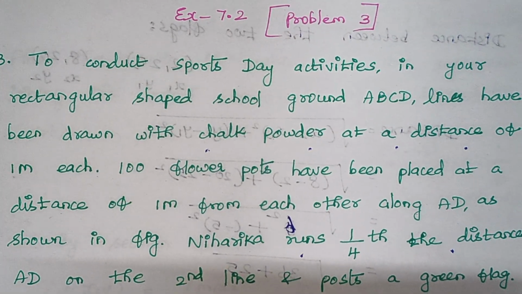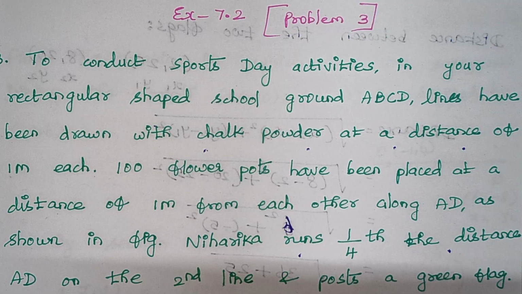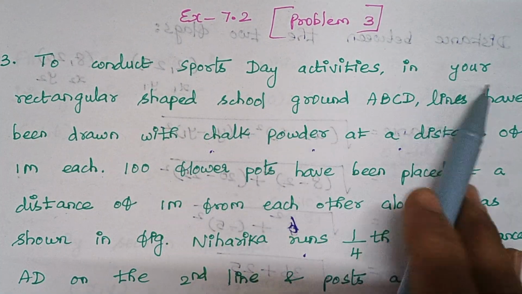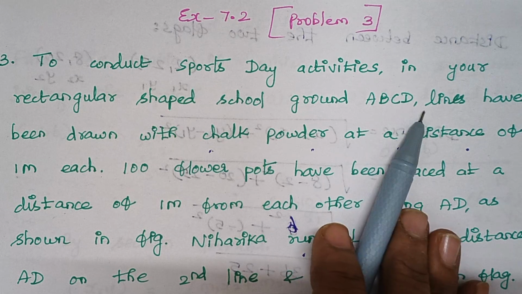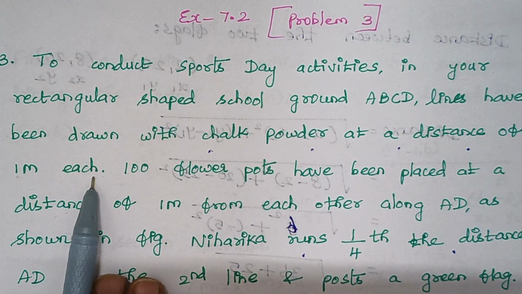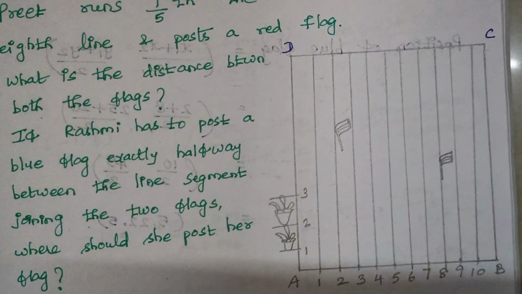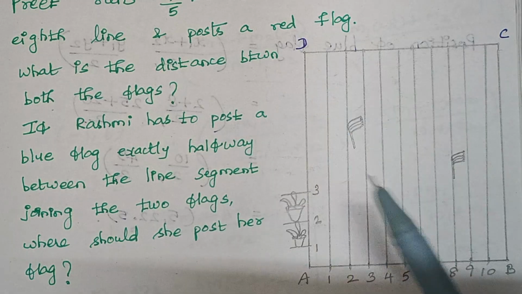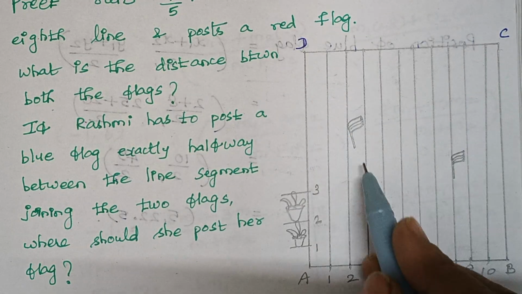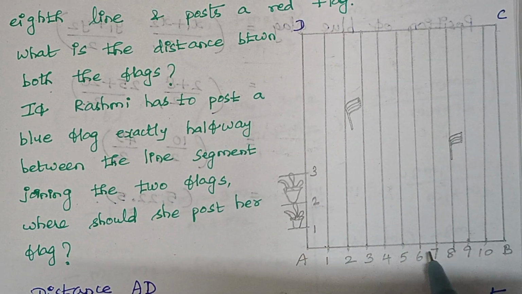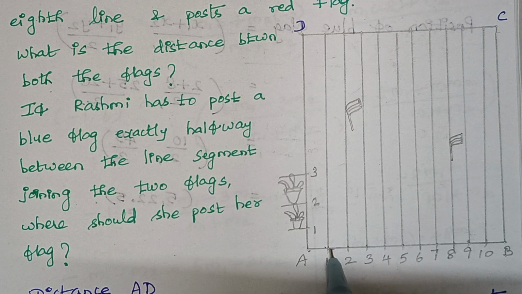Problem 3 seems to be quite big, but once you understand the concept, it is very simple. To conduct sports day activities in your rectangular school ground ABCD, lines have been drawn with chalk powder at a distance of 1 meter each. So this is my rectangular ground ABCD, and these are the lines drawn with chalk powder, lines 1, 2, 3, 4. The distance between each line is 1 meter.